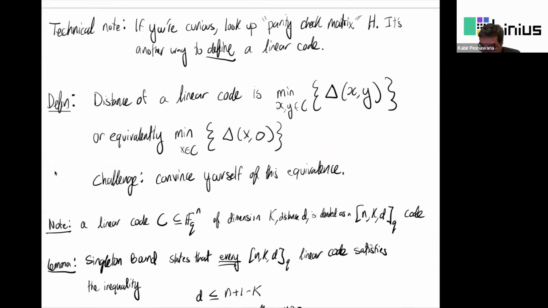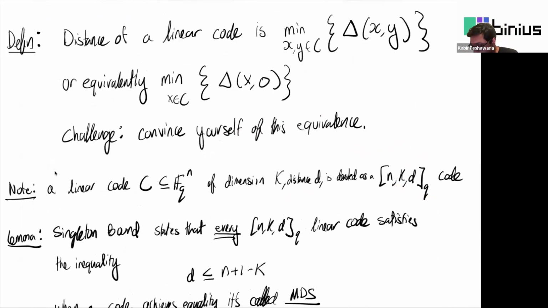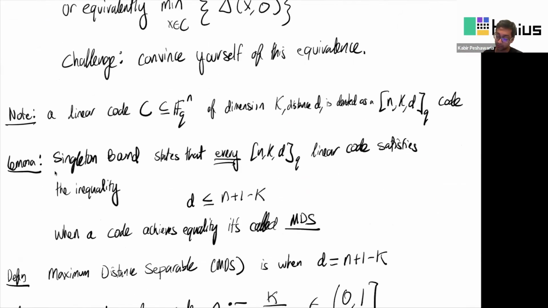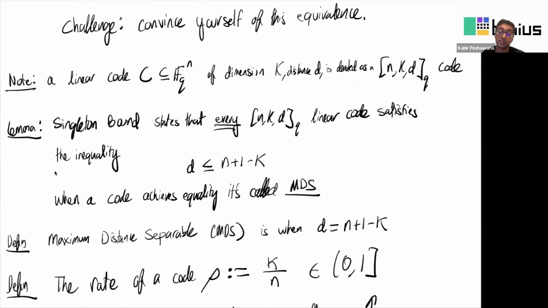The distance of a code is usually denoted as little d. A linear code C of dimension k and distance d is denoted as an [n, k, d]_q code. Now there's this important lemma. There are a lot of interesting lemmas, but this is the one I'll highlight. The Singleton bound states that for every [n, k, d] linear code, this inequality holds true: the distance is upper bounded by n plus 1 minus k. When a code achieves equality, it's called MDS, or maximum distance separable, and it's a very desirable property in codes. You want the distances to be big.